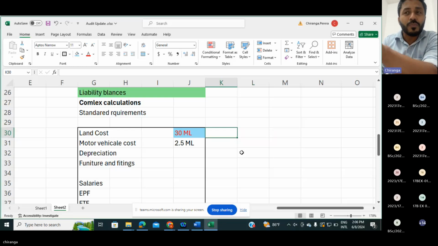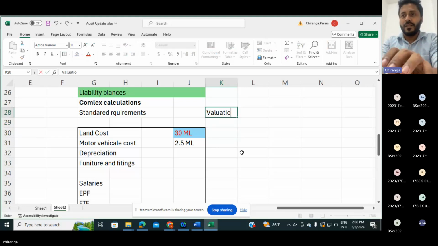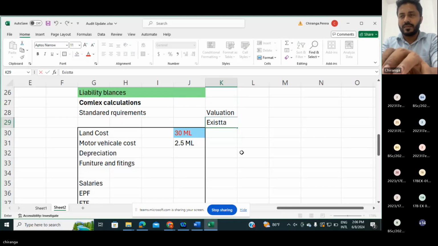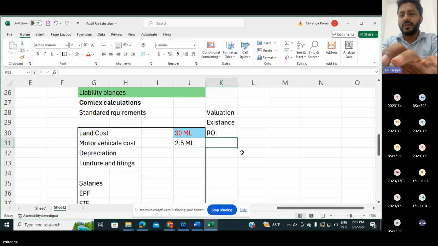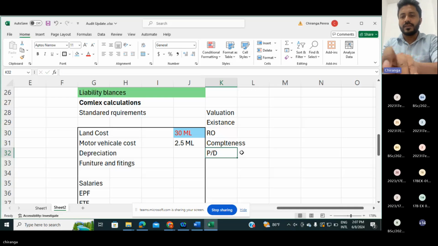We are not stopping at the balance level. We are not only asking whether this balance is correct or not. It means we have a set of assertions, right? Valuation, and then existence, rights and obligations, completeness, presentation and disclosure, right? So then we have a set of assertions.